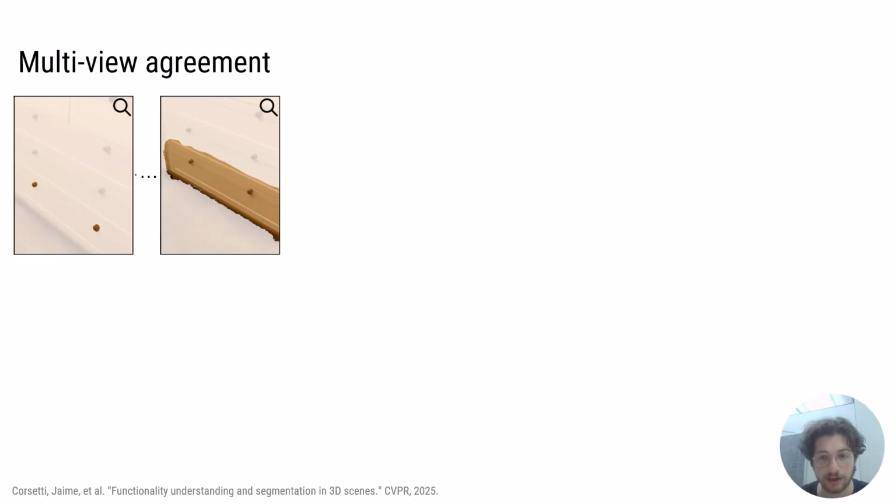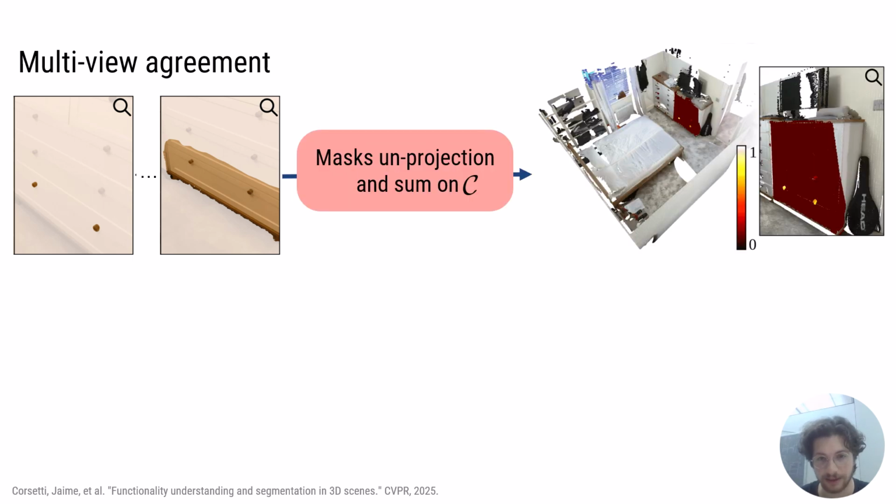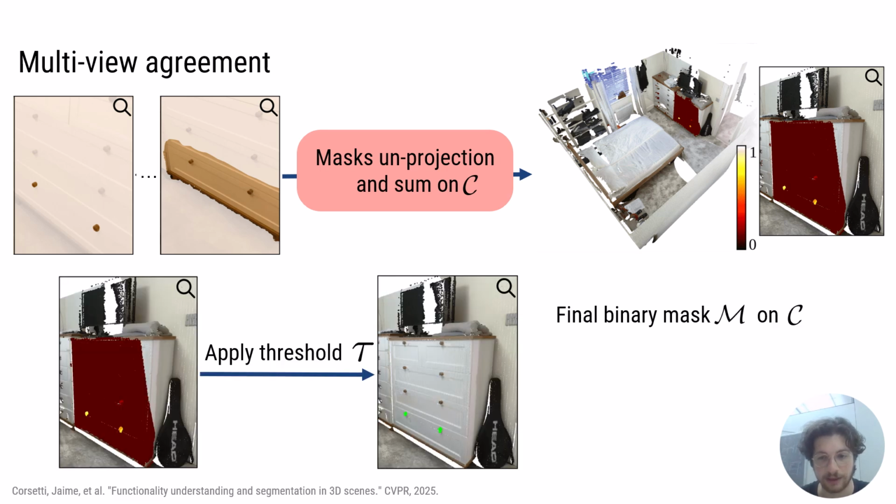Now, these masks are a bit noisy, so in order to regularize them and obtain the final 3D mask, we unproject them and sum them on the 3D point cloud to obtain a heat map. We finally binarize the heat map with a specific threshold to get the final mask.